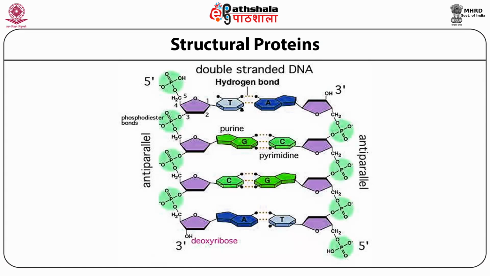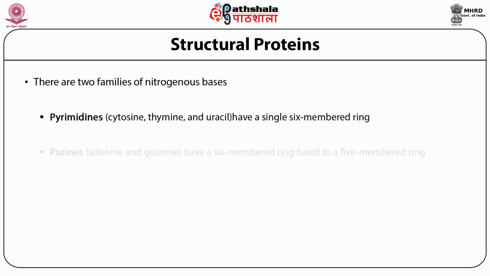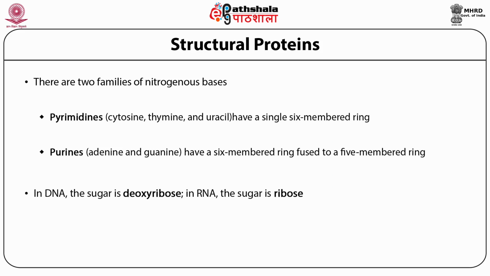Double strand DNA can be arranged in two ways based on hydrogen bonding. Either it may be parallel or it may be anti-parallel; both ways are possible. The phosphate units link together with other units to make the polymer chain. There are two families of nitrogen bases, pyrimidines and purines, which we have already discussed. In DNA the sugar is deoxyribose, in RNA the sugar is ribose.